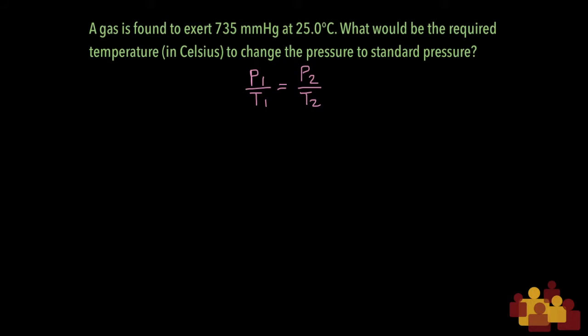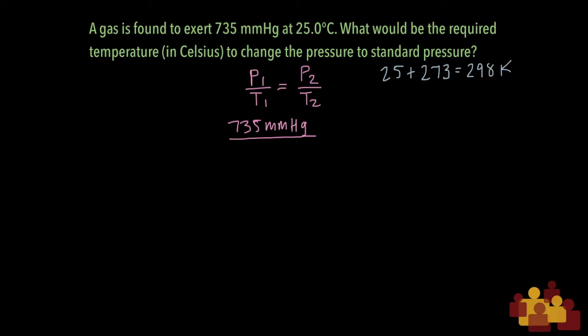Alright, I'm assuming that you attempted it. So I'm going to start putting our given values into this equation. P1 is 735 millimeters of mercury divided by T1. And once again, you might be tempted to just use a Celsius temperature, but you have to convert to Kelvin temperature. So to convert from Celsius to Kelvin, we add 273. 25 plus 273 equals 298 Kelvin.